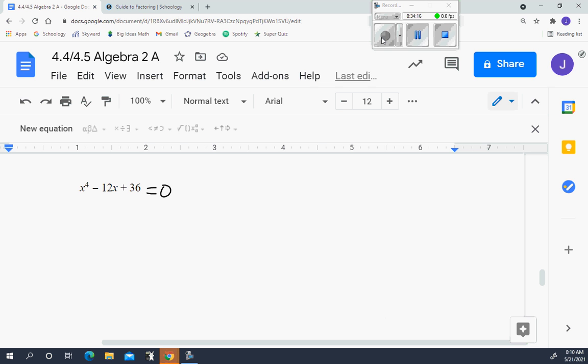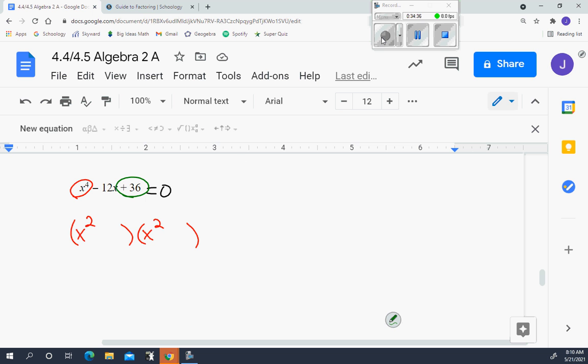What we have here is a trinomial. What we did before was break this up into 2 binomials. But the thing is this x to the 4th, that's a little weird. So I'm going to do kind of a guess and check. I'm going to say x squared times x squared will give me x to the 4th. Everything else remains the same.